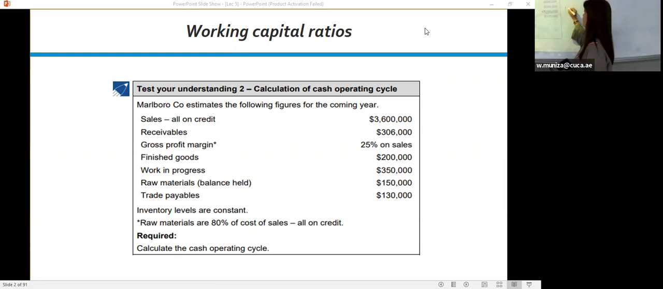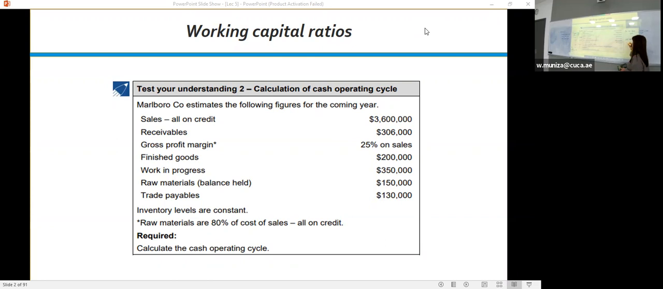Okay, now in the same way, calculate for work in progress. Calculate for finished goods. Calculate for all these. For work in progress and finished goods, take the full cost of sales. Okay, because we are not only taking the raw materials now.